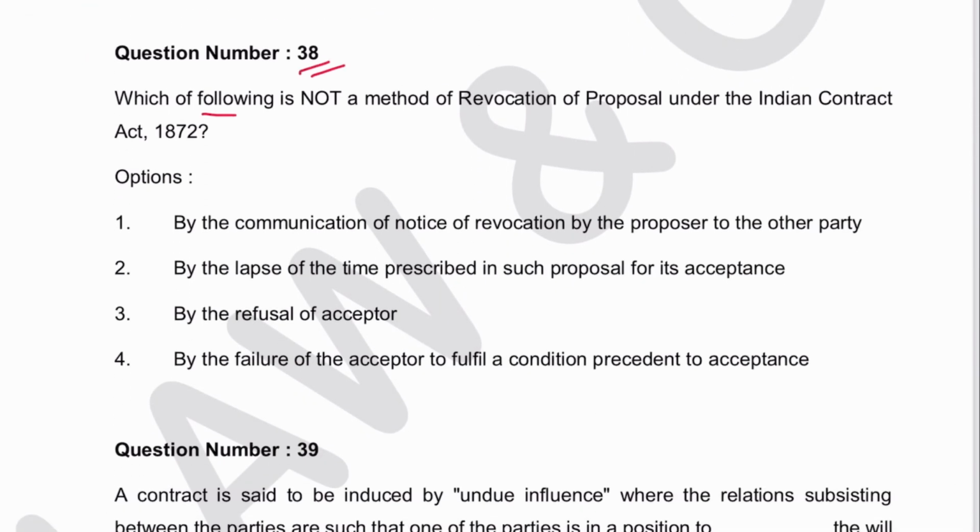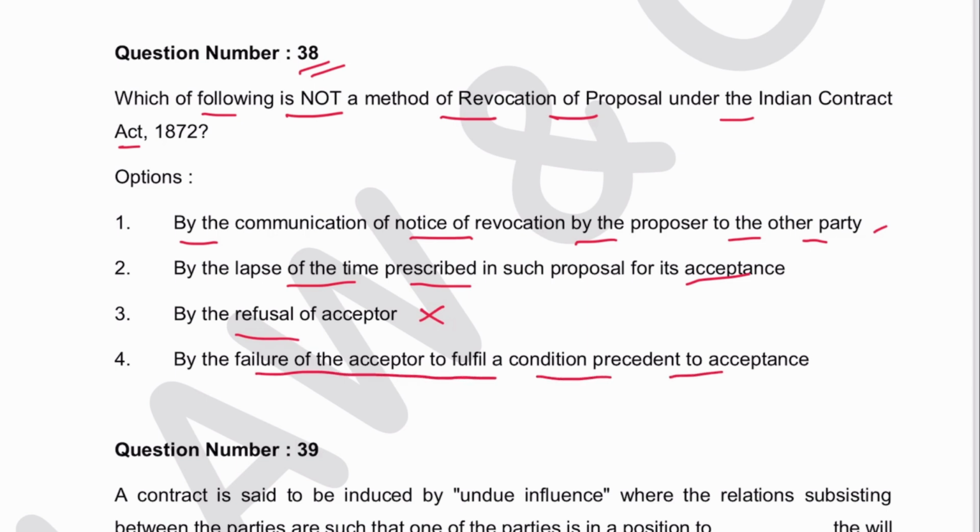Next, 38. Which of the following is not a method of revocation of proposal under Indian Contract Act? By the communication of notice of revocation by the proposer to the other party, this is a method. By lapse of time, yes. By refusal of acceptor, this is not a method. By failure of acceptor to fulfill a condition precedent to acceptance. So 3 is the answer. This is mentioned in section 6 of Contract Act.